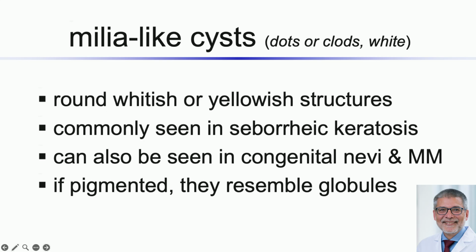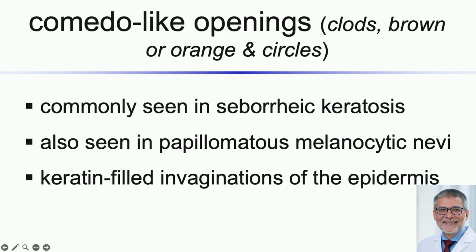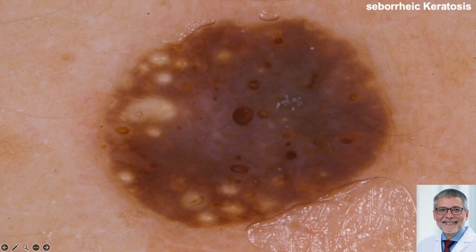So milia cysts, I think easy, right? White to yellowish structures that you see in seborrheic keratosis. In very robust appearing seborrheic keratosis, you can see it even with your clinical eye. Comedo-like openings are when this milia cyst travels up the epidermis and opens up to the surface of the skin. They become comedo-like openings. That keratin oxidizes and becomes brown in color, and so that's what you see the comedo-like openings with.